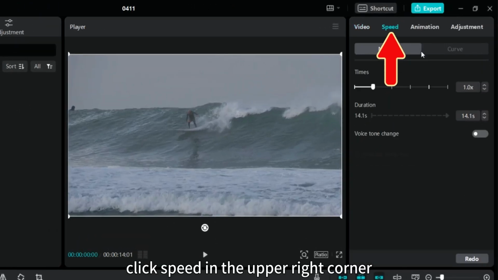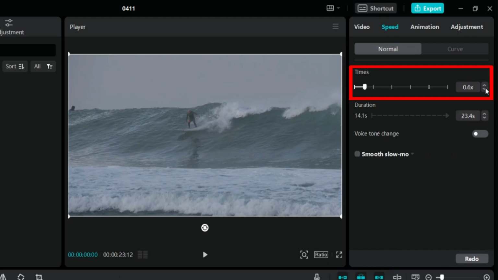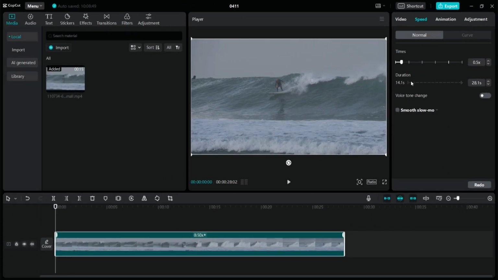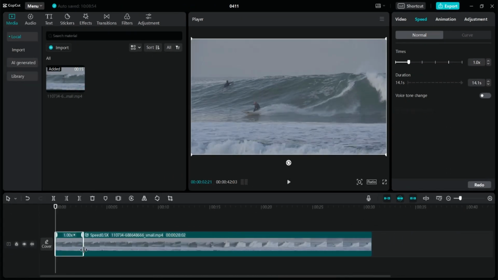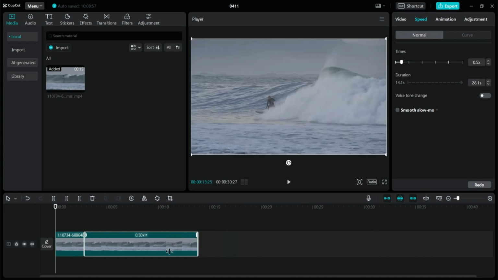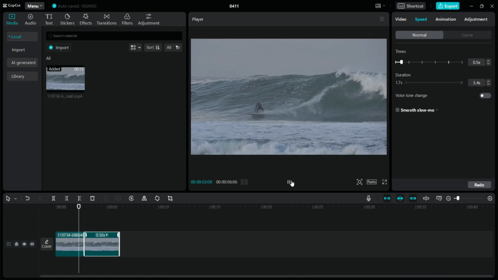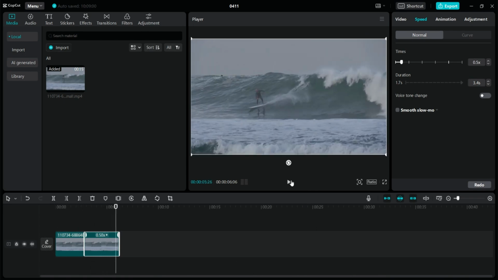Click Speed in the upper right corner. Here you can adjust the video playback speed. We adjust the playback speed to 0.5 times. Then add the original material and compare the movement speed of the two. This is the original speed of movement. This is 0.5 times the movement speed.